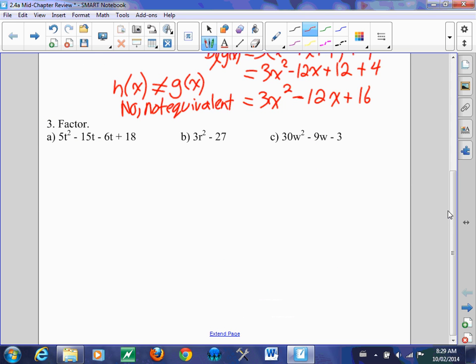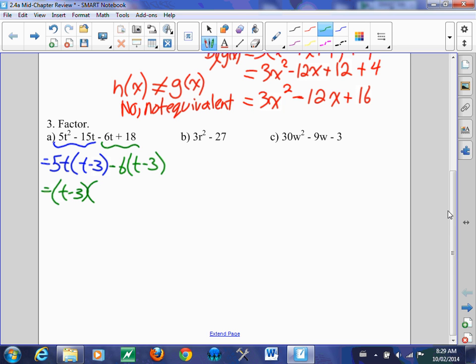Good. All right, let's do some factoring practice, ladies and gentlemen. Notice the first one is 4 terms, so always look to factor by grouping. The first 2 terms have common 5t, so what's left over is t minus 3. Looking at the last 2 terms, I can take out a negative 6, so what's left over is t minus 3. You've got a common binomial of t minus 3, so that becomes your main factor, and your other factor, which is your leftovers, is 5t minus 6.